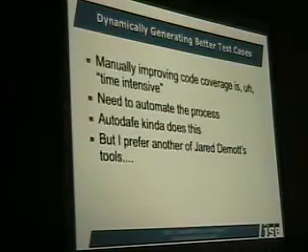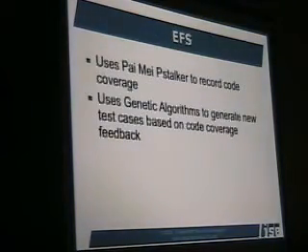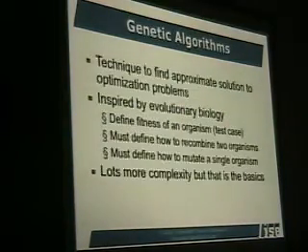So the idea is you want to automate what I was doing. Autodafé kind of does that, but I prefer another tool called EFS. It's basically a combination of fuzzing and genetic algorithms. And what are genetic algorithms? Well, basically it's a tool that solves optimization problems approximately. All you need to do is say what the fitness of an organism is, how two organisms recombine, and then how one organism can mutate itself.